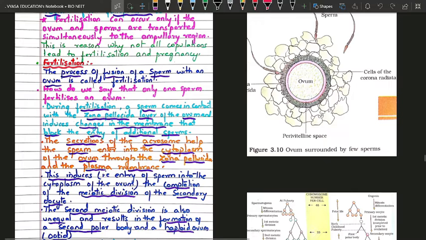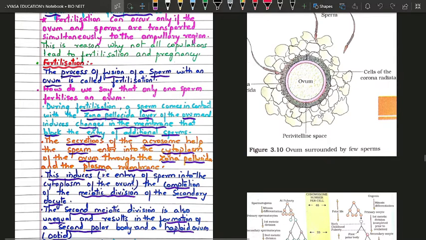How do we say that only one sperm fertilizes an ovum? So many sperms have come, millions of sperms are released, isn't it? During one coitus millions of sperms are released, as we said. Those millions of sperms do not take part in fertilization, only one sperm takes part in fertilization. Why do we say so?